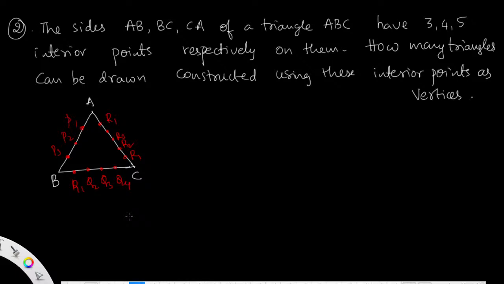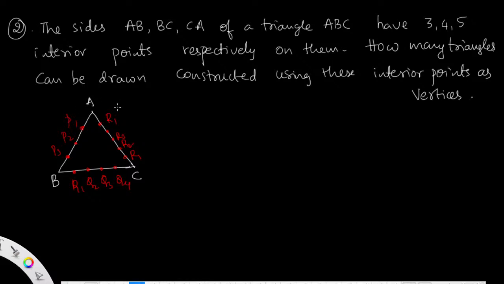We need 3 points from any sides of the triangle, but the number of cases will be more. Logically we can think, to construct a triangle we need just 3 points, but the number of cases will be more for solving this problem. That's why we think we need another way. If we take any 2 points on this side or on this side, so many cases will come.